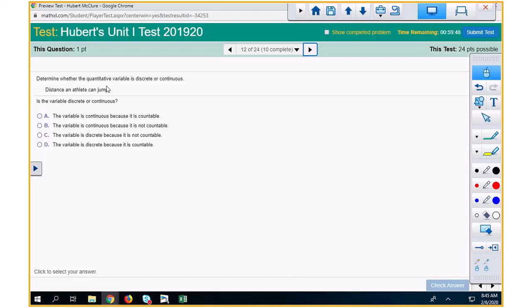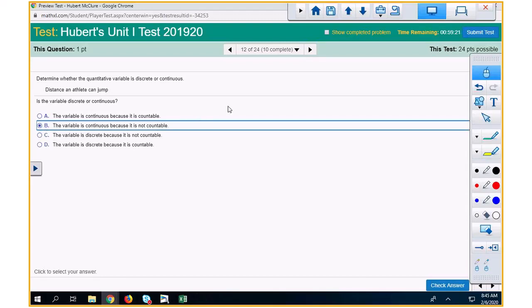Okay, determine whether the quantitative variable is discrete or continuous. Remember, discrete, you count. This is the one y'all get wrong. Discrete, you count. Continuous, you what? Starts with M. Measure. You measure. Distance, ding. You don't even have to read it. It's continuous. So which one is continuous? It's either alpha or bravo. It's measurable. It is not countable. You count eggs. You measure height, distance, volume, and so on.